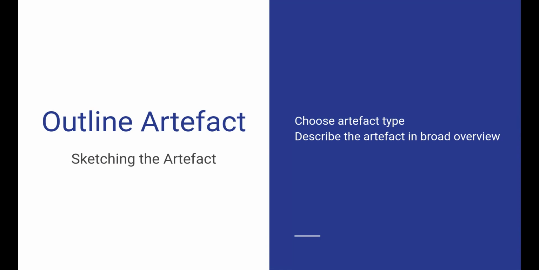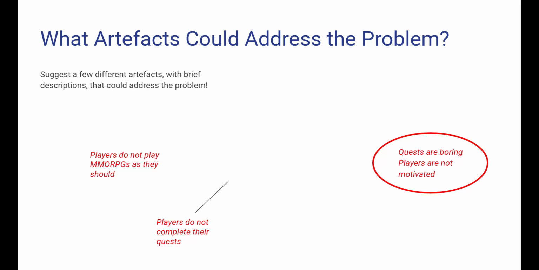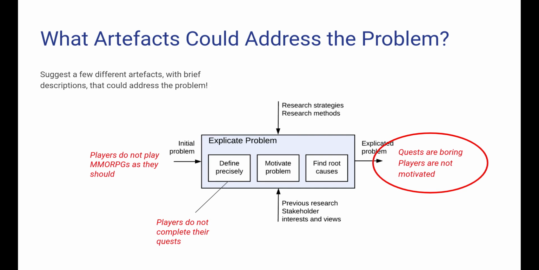Outline Artifact is about sketching the artifact. We should choose an artifact type and then describe the artifact in broad overview. There are certainly lots of artifacts and solutions that could address this problem. Please, before moving on to the next slide, think about different artifacts that could be used in this context for addressing this explicated problem of quests are boring and players are not motivated.